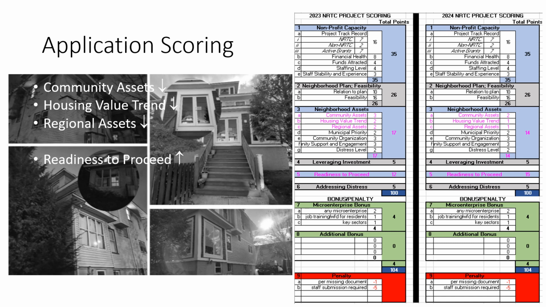We are using a 100-point scale, but for applications supporting micro-enterprise, as Wendy described earlier, there are 4 possible bonus points. Because I'm certain everyone refrained from distractions during this presentation and will read and follow all instructions precisely as provided, there's probably no need to mention the dreaded penalty points, but I will.